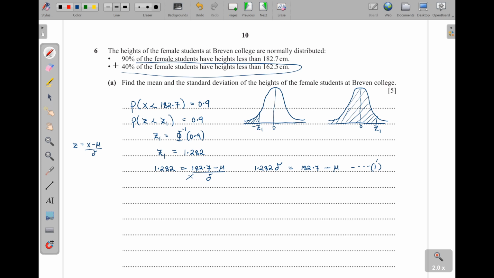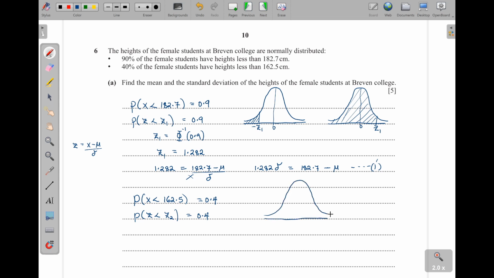They gave us 40% of the female students have heights less than 162.5. So I will write probability of x less than 162.5, this one is equal to 0.4. So meaning when we standardize this, probability of z less than, let's say z2, we need to find the z value that corresponds to this 0.4 as a probability. Now, we also do the same. We do a sketch here and also here.